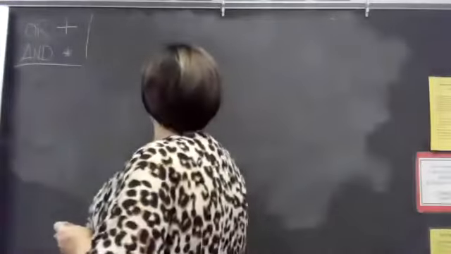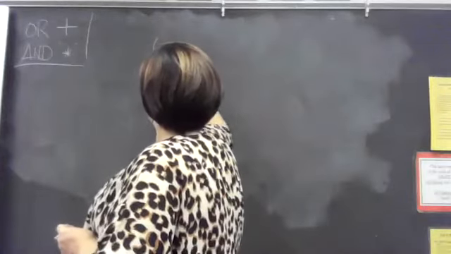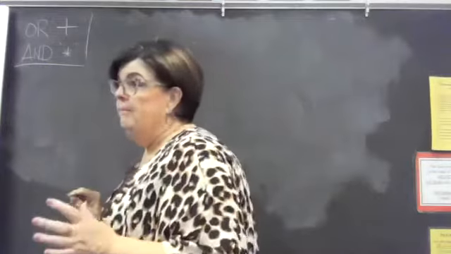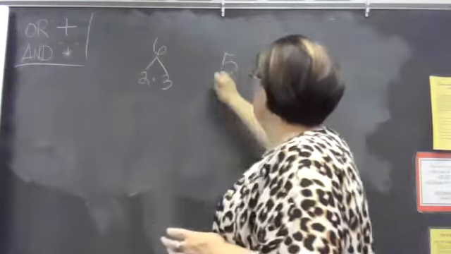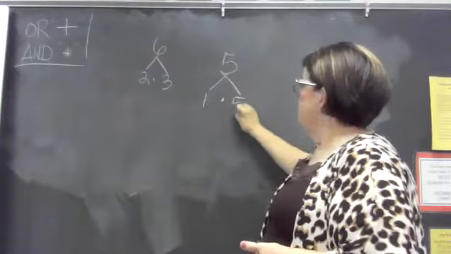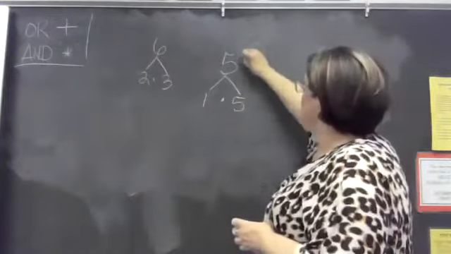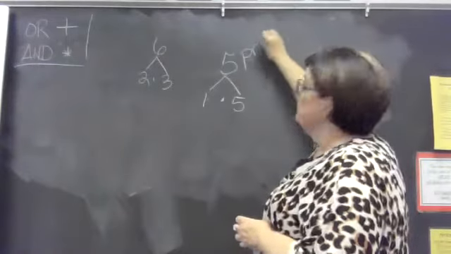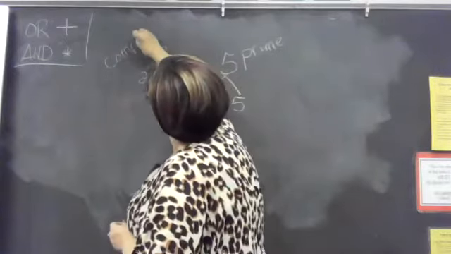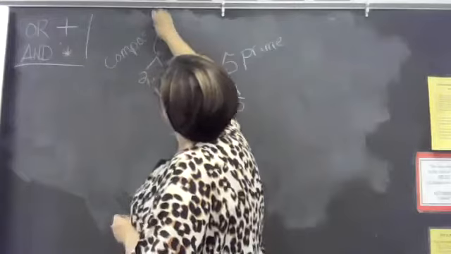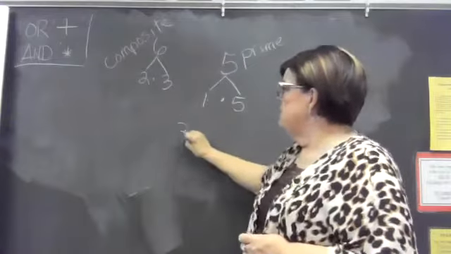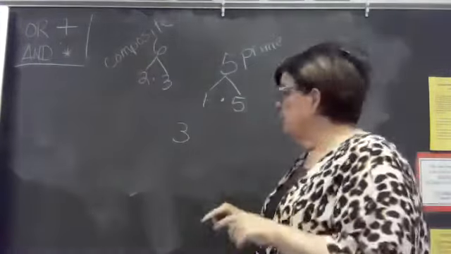Like, if we have 6, we can break that down to 2 times 3, right? So 6 is not prime. But if we had 5, there's nothing that makes 5 except 1 and 5. So this is prime. I'll give you some other examples. 6 is actually called a composite number because it's not prime. We only have primes and composites, okay? Prime, how about 3. 3 is a prime because it won't break down.